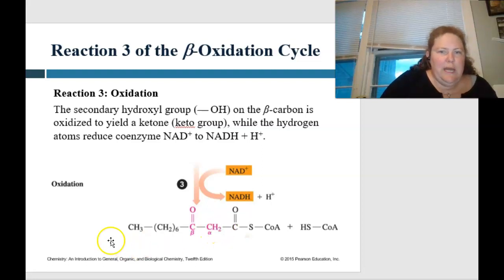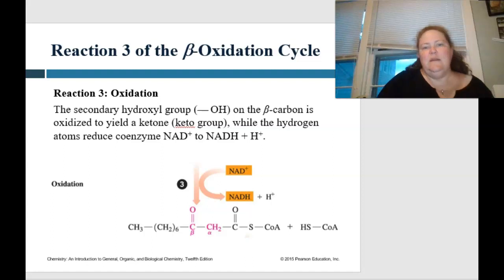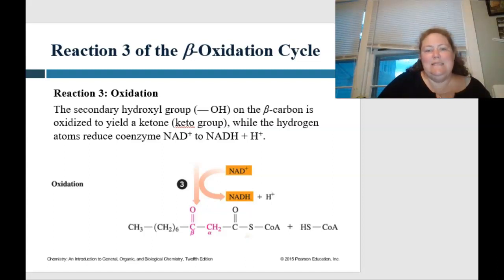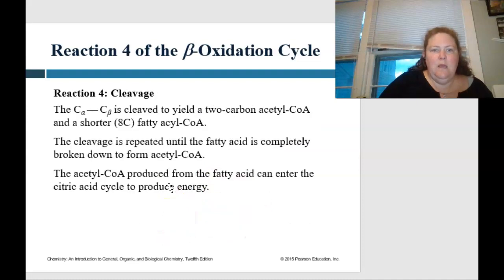So then reaction 3 would be oxidation. So this secondary hydroxyl group, that OH on the beta carbon, is oxidized to yield a ketone or a keto group, while the hydrogen atoms reduce the coenzyme NAD+ to NADH and H+. So this is that oxidation reaction that you can see here.